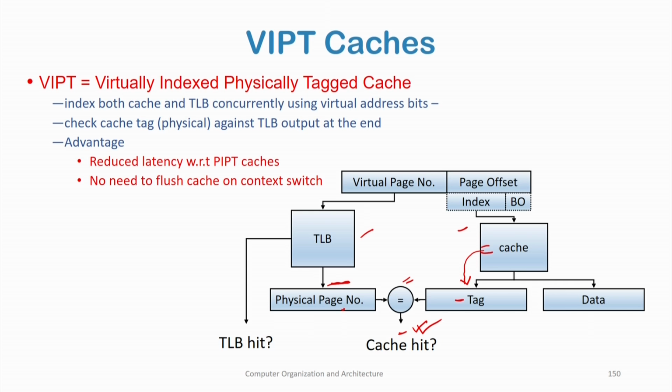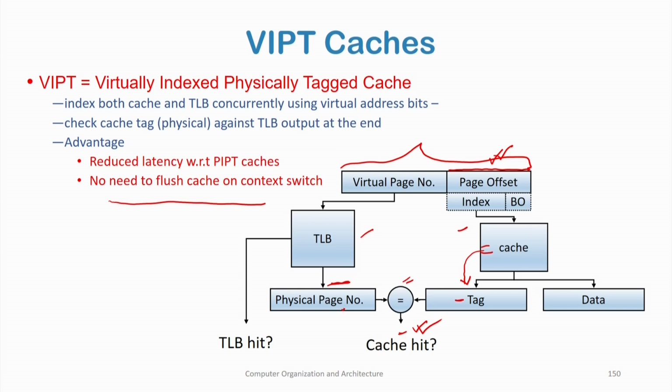However, this approach avoids the need to flush the cache on a context switch. Why? Because the physical page offset and the virtual page offset are the same. So, this is the complete virtual address, and I am accessing the cache only with the page offset part. I am indexing the cache only with the page offset part.